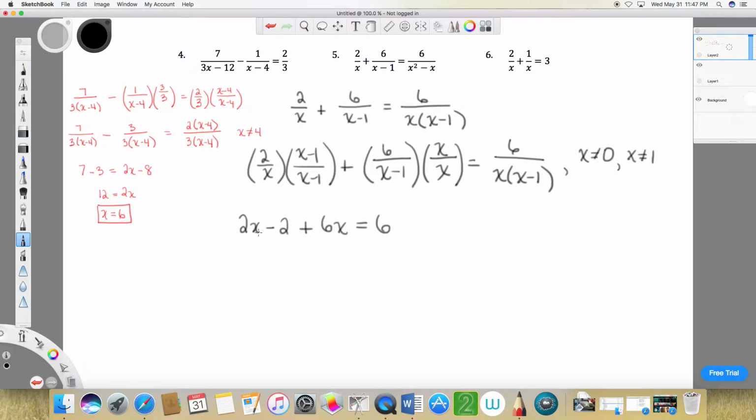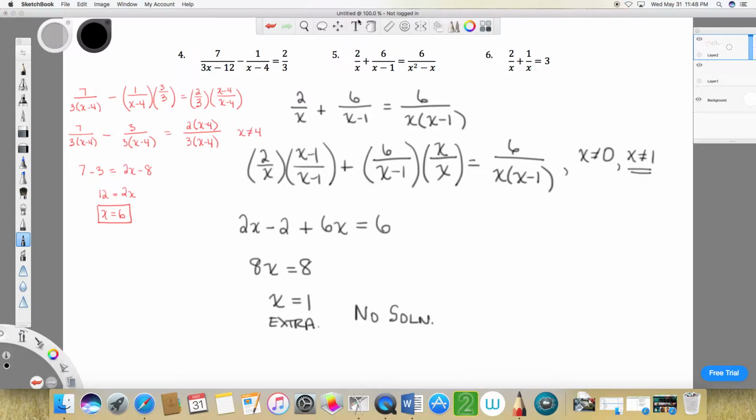We've got like terms. 2x plus 6x is 8x. And if we add 2 to each side, 6 plus 2 is 8. And if we divide each side by 8, we have a possible solution of 1. But wait a minute, here's a situation where this is extraneous. We've already said that x can't be 1. So if this is our only possibility and it's extraneous, it does not satisfy the original equation. The original equation has no solution. That was the only candidate.